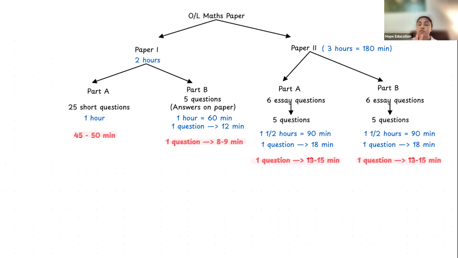Then part B, the 5 questions where you write the answer on the paper itself, we know the time allocation is 12 minutes for one question. But when we practice, we do one question within like 8 to 9 minutes.